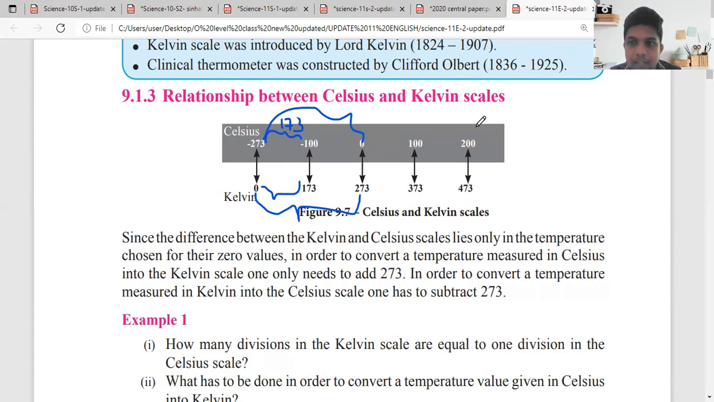Clear? Okay. Tell me: at 0 Celsius it is 273 Kelvin, so at 7 Celsius how many Kelvin? 7 higher than 0, so 280 Kelvin. Very good. Tell me the answer for Celsius 27. What is the value in Kelvin? 300, very good. Celsius 127.